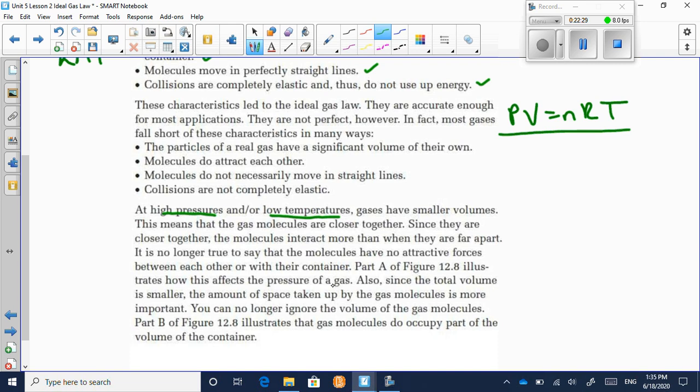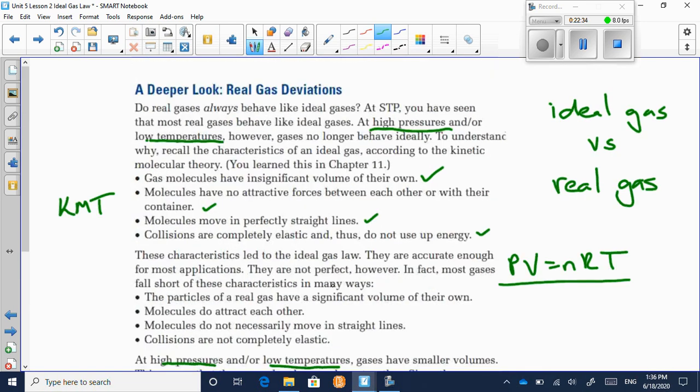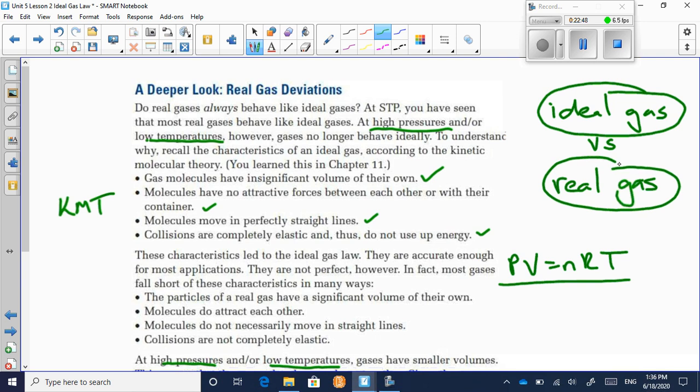So all I'm saying is that for most situations, gases can be assumed to behave like ideal gases. However, at very high pressures and low temperatures, some of those kinetic molecular theory points stop being accurate, and so this equation becomes less valid at that point.